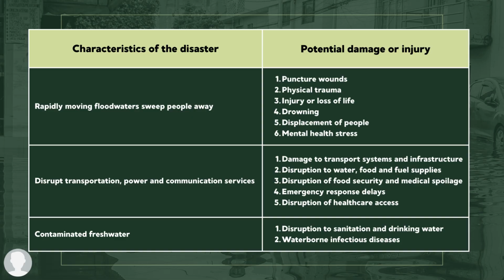The second is damage to transport systems and infrastructure, and sometimes water, food, and fuel supplies. Once the transport systems or food supplies are damaged, it could lead to a more dangerous situation, like disruption of healthcare access or emergency response delays. The last one is running out of clean water to drink, or even worse, people getting infected by waterborne diseases.